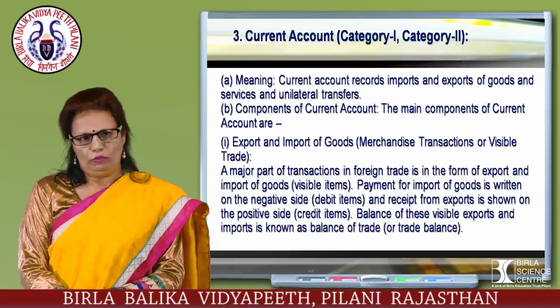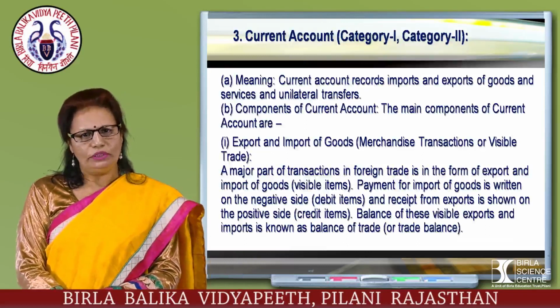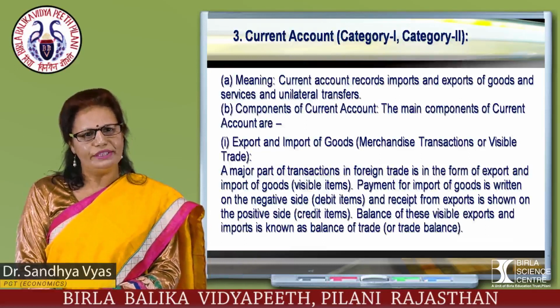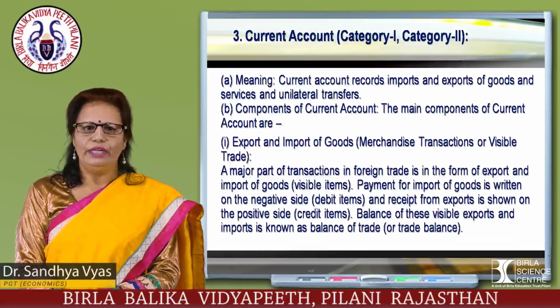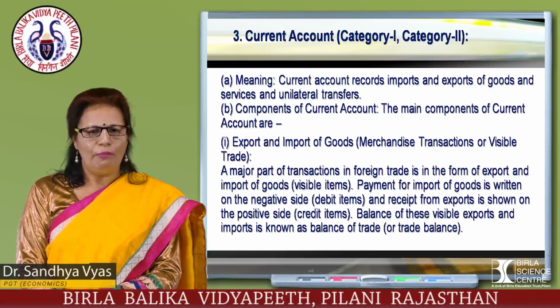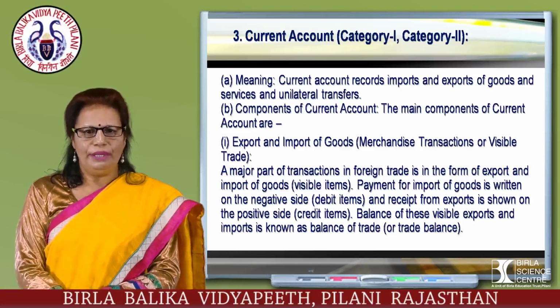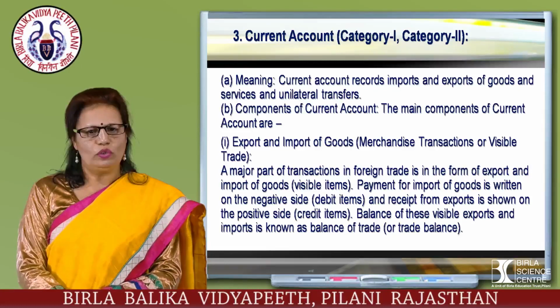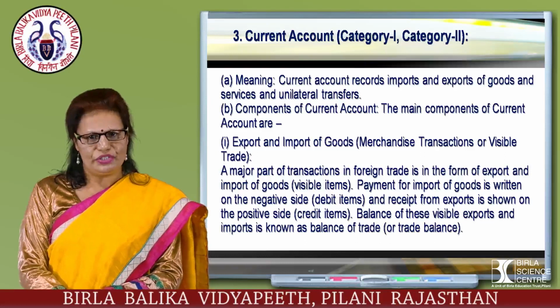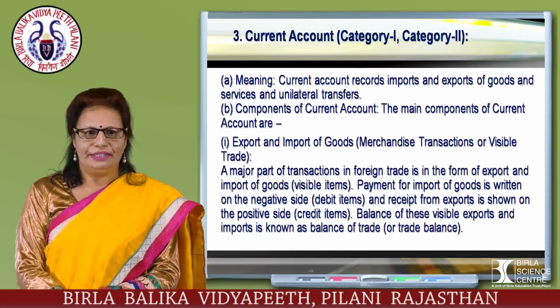Now, what is the current account? The current account records imports and exports of goods and services and unilateral transfers. Components of the current account. The main components of the current account are: first, export and import of goods. It is also called merchandise transactions or visible trade.